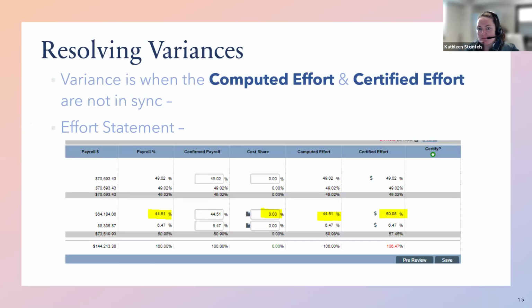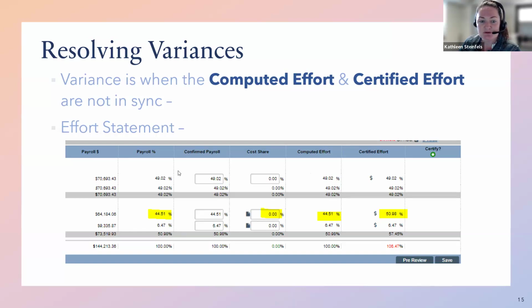All right. So going back to other ECC nuances or ECC reminders. Variances. This is a couple slides about how to resolve variances, and a heads up that a variance is when the computed effort and the certified effort on statements are not in sync. So first, before we tell you how to resolve them, I wanted to point out how you would see that, how it would be displayed on an effort and a project statement, because they are different. So on an effort statement, here's an example where the computed effort and the certified effort.